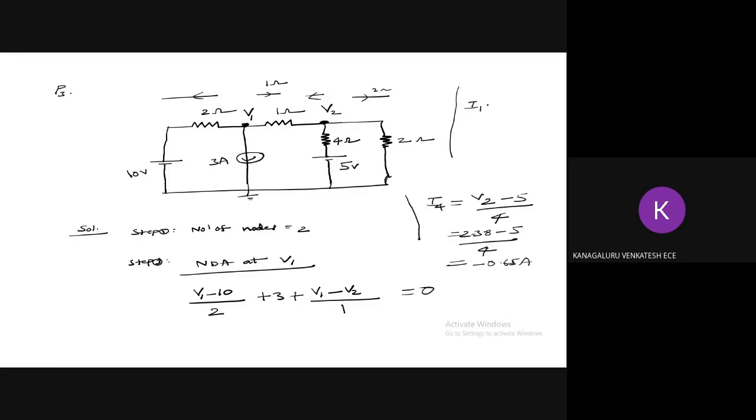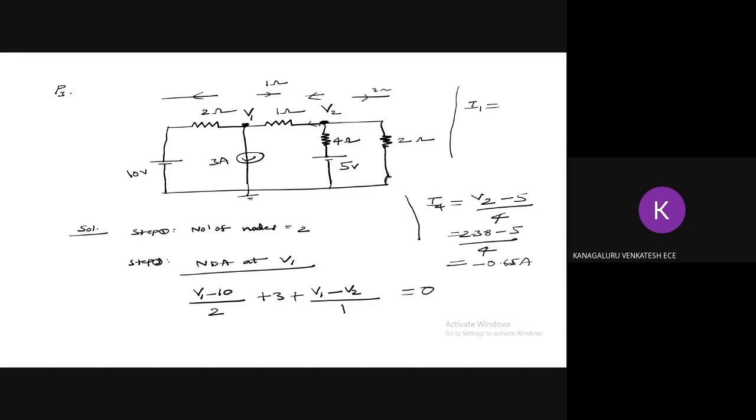I'll make it as I1. Current flowing through 1 ohm resistor. Any guesses? Just tell me the expression. Don't tell me the final answer. 2.38 minus 2.92. Yeah, good. That is also correct. 2.38 minus 2.92 divided by 1. That is also correct. Then, if you write that as your answer, you should mention your current direction like this.